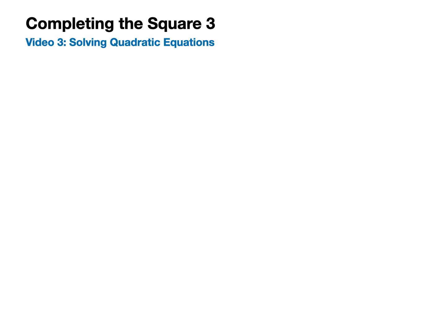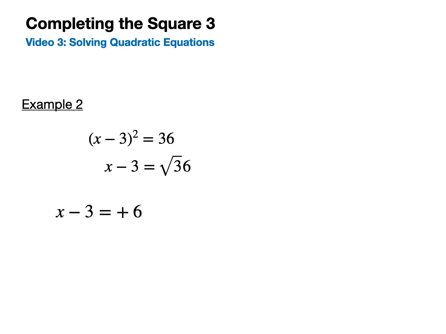Now try this one. x minus 3 in brackets squared equals 36. Again, this is straightforward because the left-hand side, x minus 3 squared, is already a square. As with the previous example, just take the square root of both sides. So x minus 3 is equal to the square root of 36, and that could be plus 6 or minus 6. Add 3 to both sides, and the two solutions are x equals 9 or minus 3.